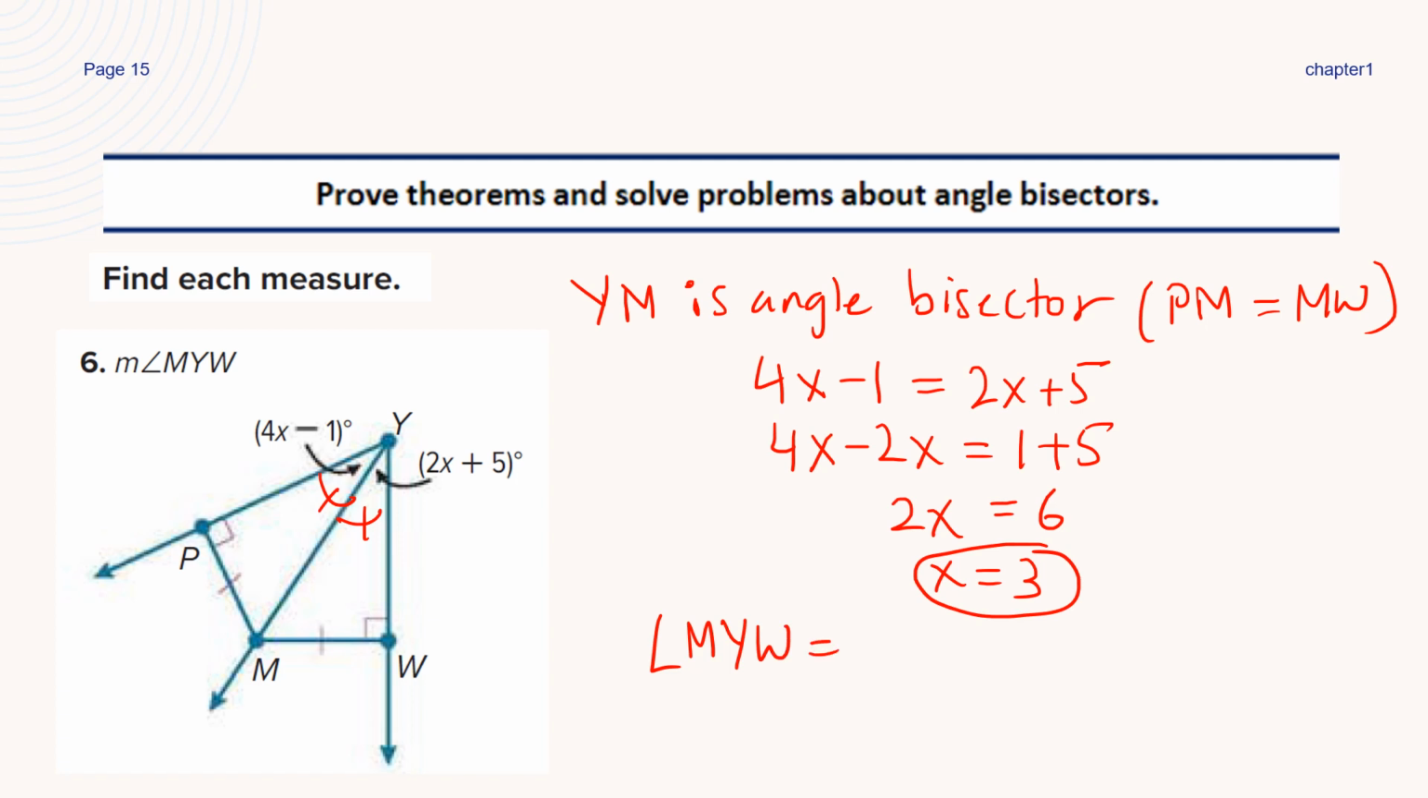MYW means 2x plus 5. So this is 2 times 3 plus 5, which is 6, plus 5, which is 11 degrees. So this is how questions on angle bisector are to be solved.